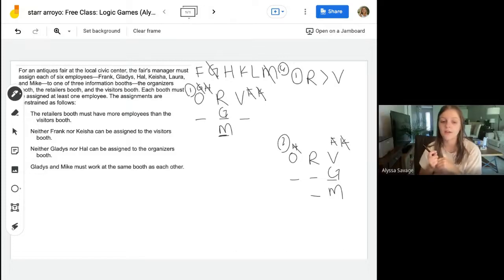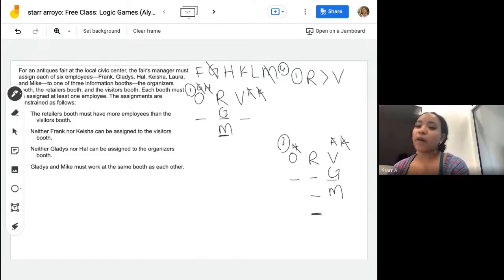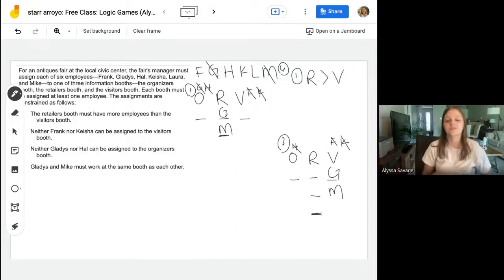We're not looking at placement of them, but in order for this world to exist, in order for V to have less than R, we just have to make sure that a third person gets placed in R. So R has more people than V. Oh, okay, I get it now. I was just trying to find what else we can do based off of the Gladys and Mike must work at the same. Yeah, those are the only two places that those variables can go.